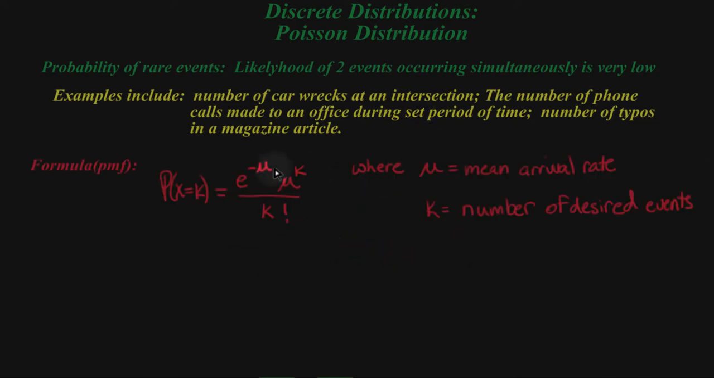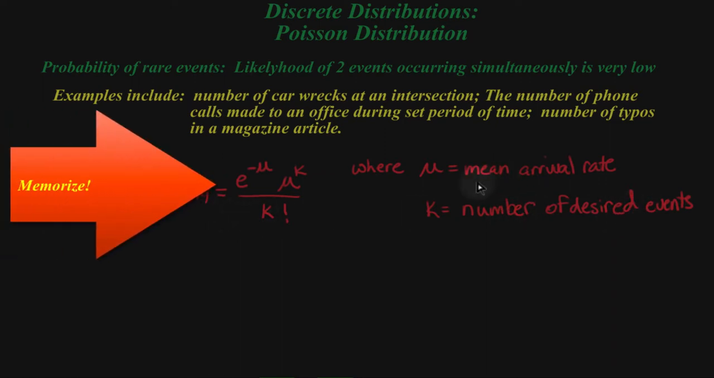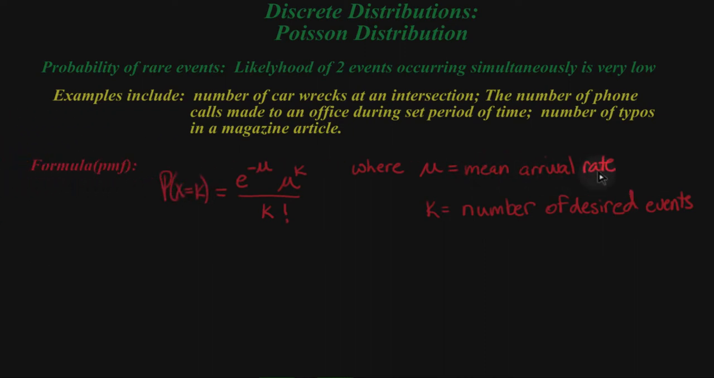The formula for the probability mass function for Poisson distributions is e to the negative mu, mu to the k, over k factorial. This is the probability that x equals k events, where k is the number of desired events we're looking at, and mu is the mean arrival rate, or the expectation.